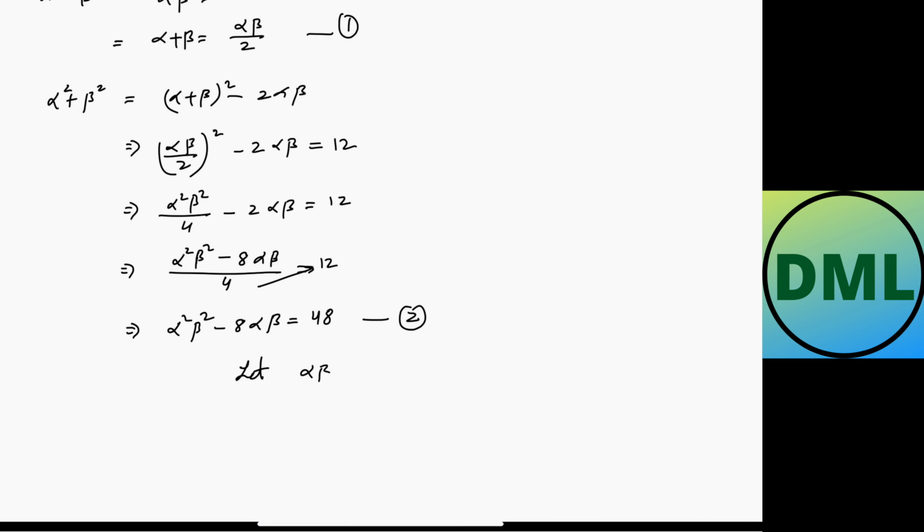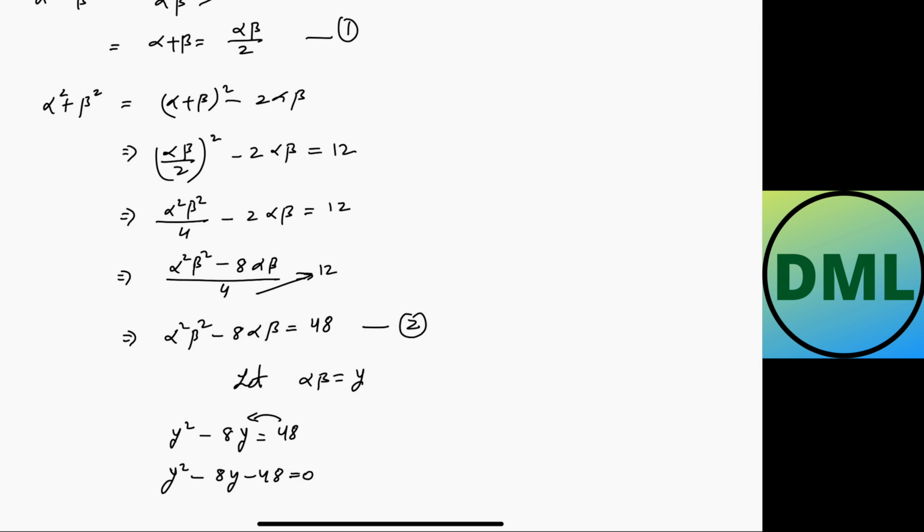Let's suppose that alpha beta is equal to y. If we substitute, let's write down the equation as y square minus 8y is equal to 48. Move this 48 to the left hand side: y square minus 8y minus 48 is equal to 0. I need to split the middle term. For 48, I need to make the factors of that. 48 is 2 times 24.